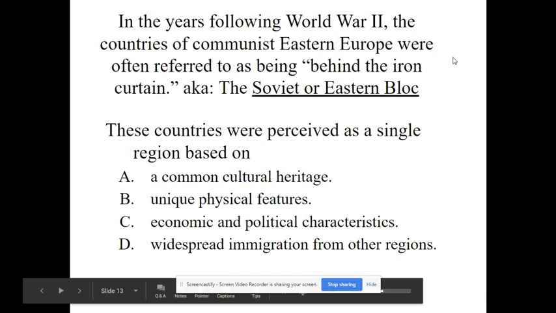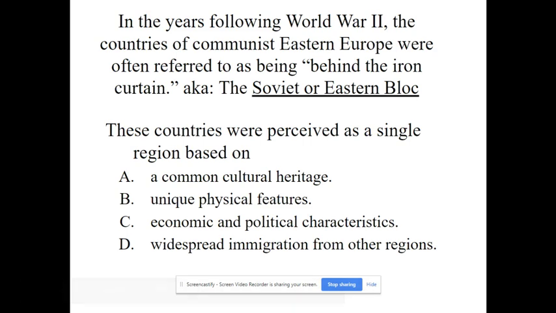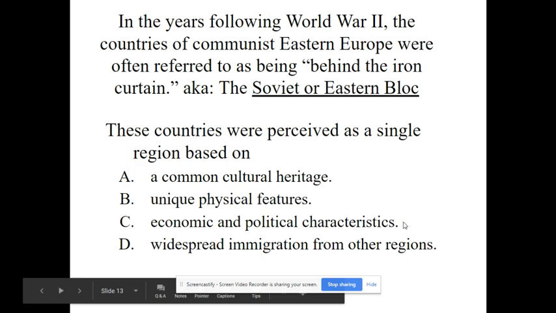All right, the last slide we're going to cover for the first portion of the lecture for this unit is another multiple choice question that obviously, if we were in class, we would have dove into and discussed in a little bit more detail. In the years following World War II, the countries of communist Eastern Europe were often referred to as being behind the Iron Curtain, which we already talked about, aka the Soviet or Eastern Bloc. And these countries were perceived as a single region based on their, which would have been C, the economic and political characteristics of those countries.